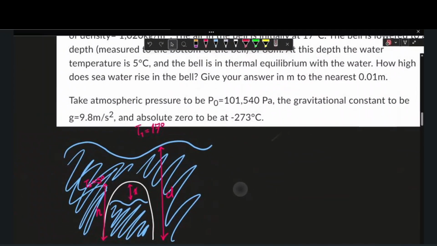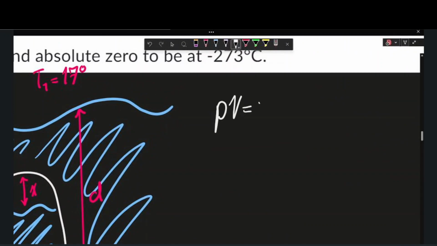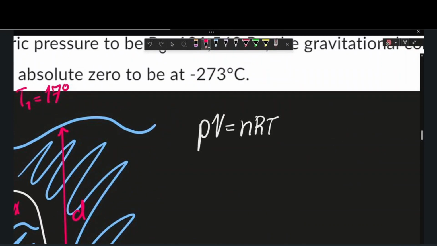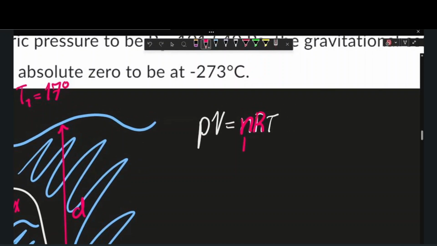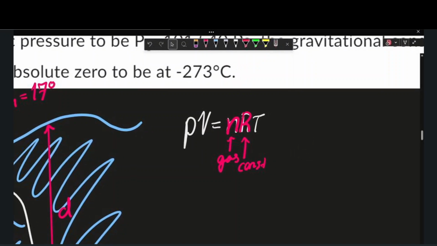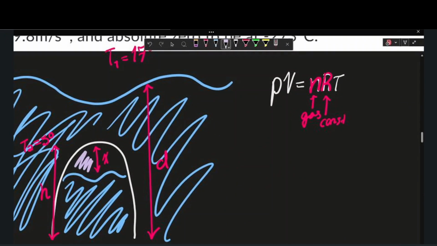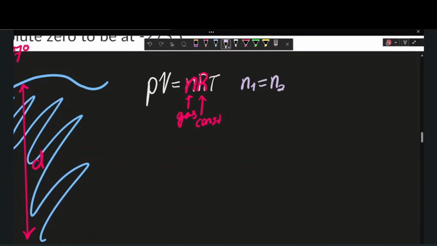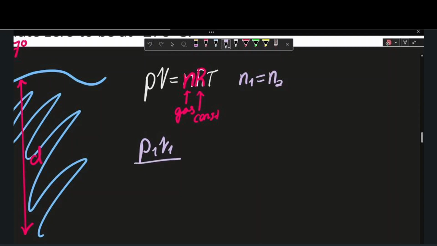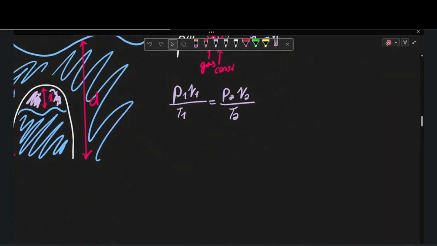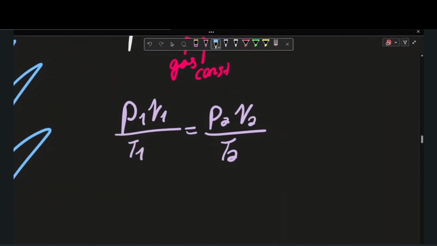So, beginning with it, we can begin with the ideal gas law, which is PV equals nRT. But for this equation, we have two specific constants. We have n, which is the amount of gas, and then R, which is always a constant. And from here, we know that however much air you have here is the same however much air you had before. So we know that n1 is equal to n2. So from there, we can say that P1 V1 over T1 is equal to P2 V2 over T2. So now we need to find the volumes and also the pressures.